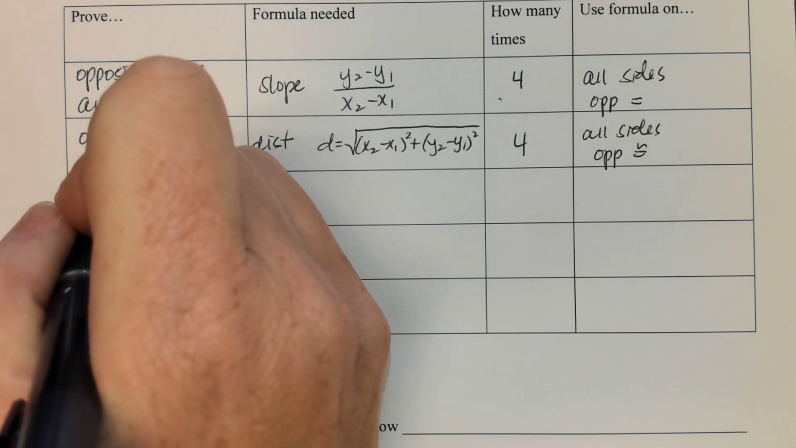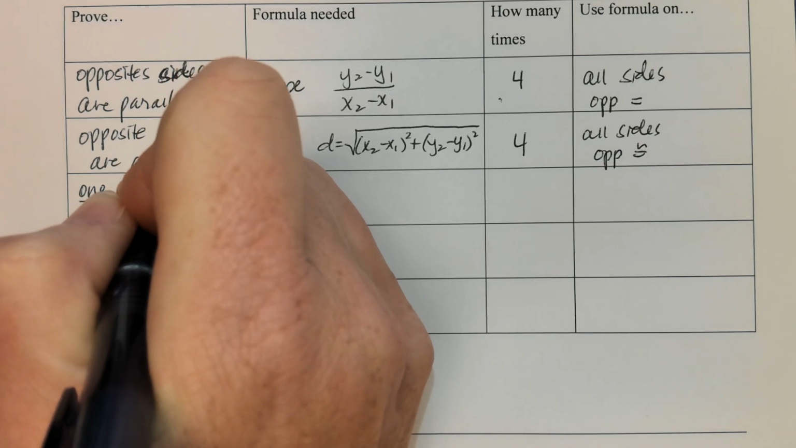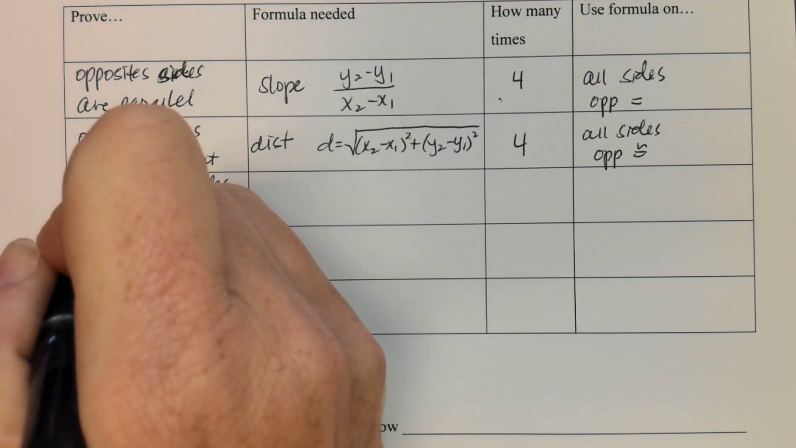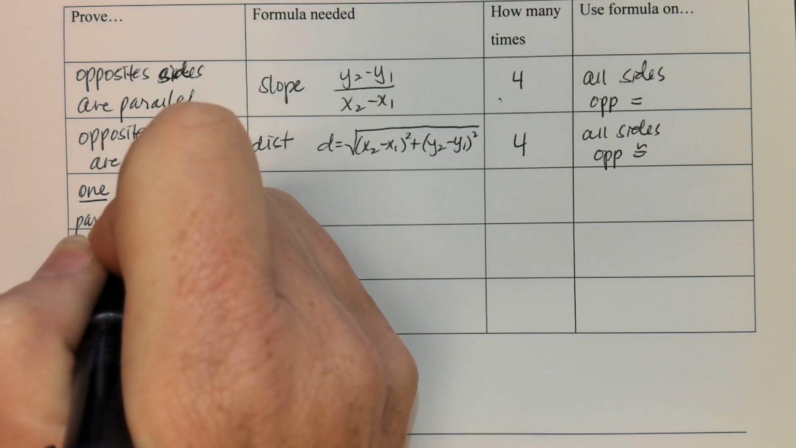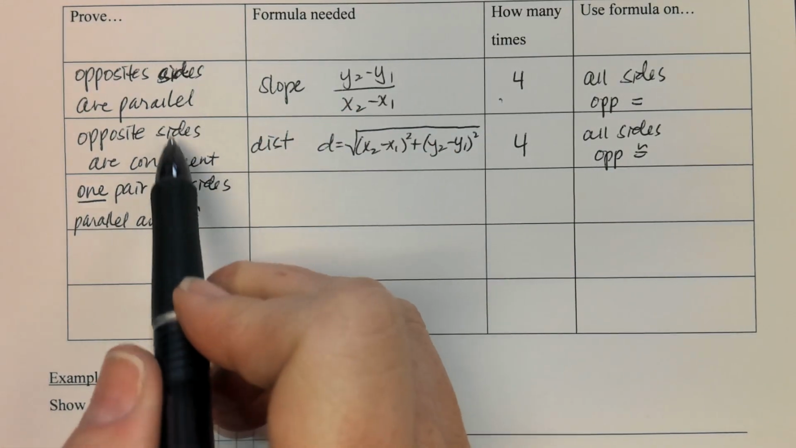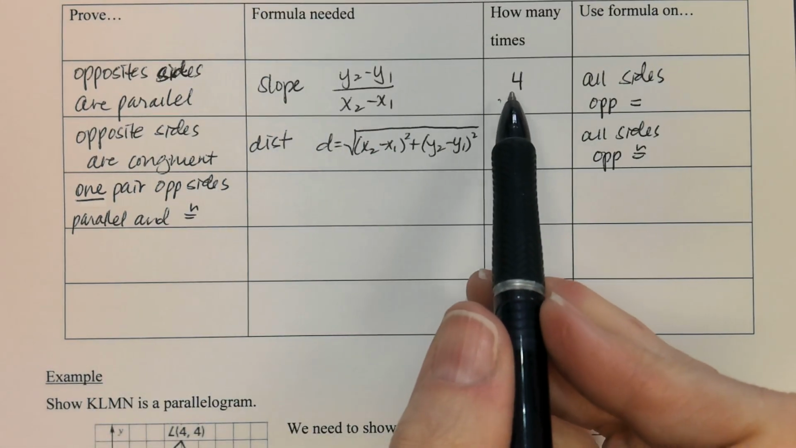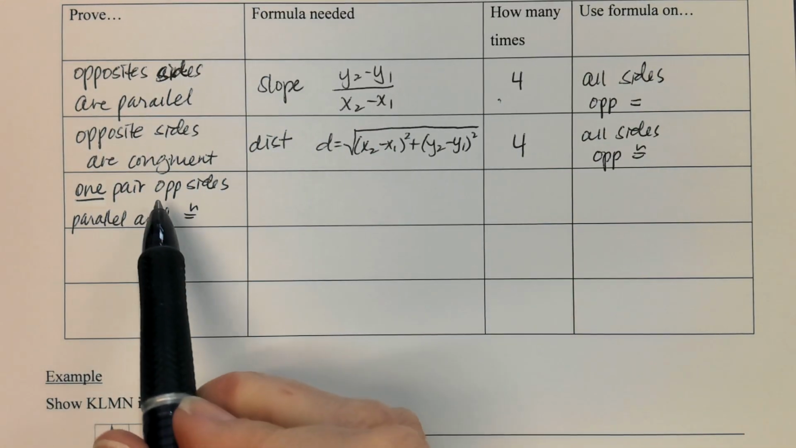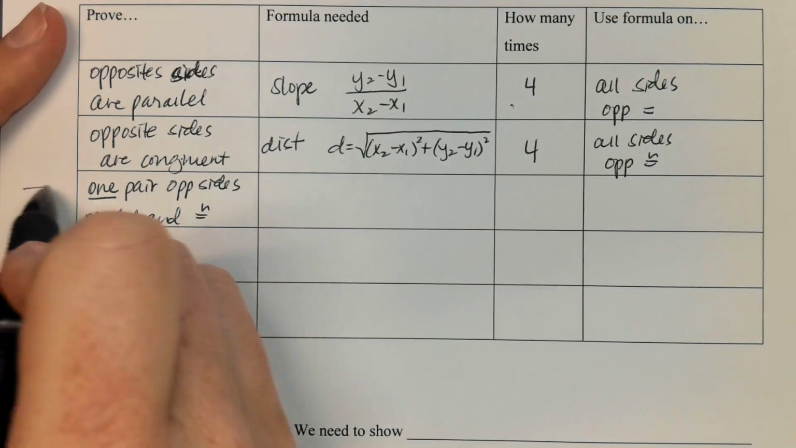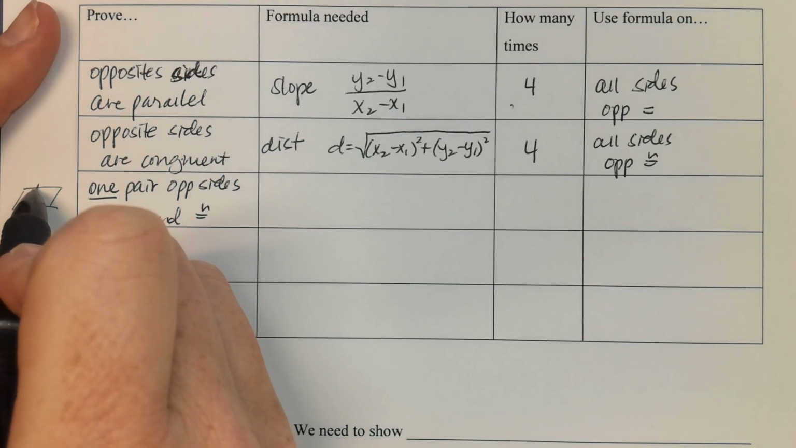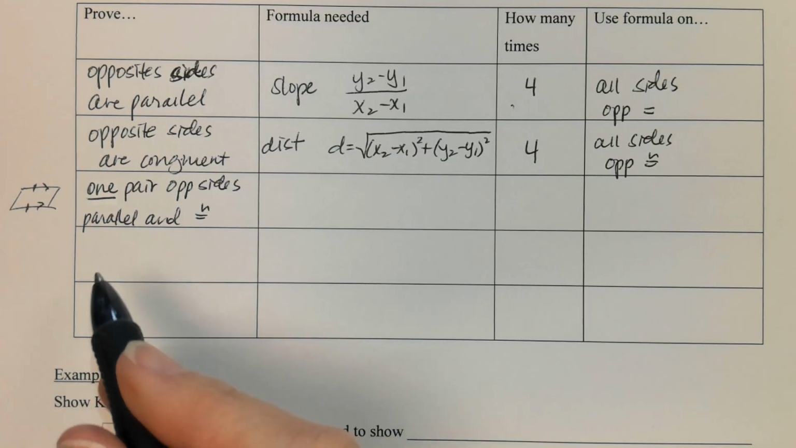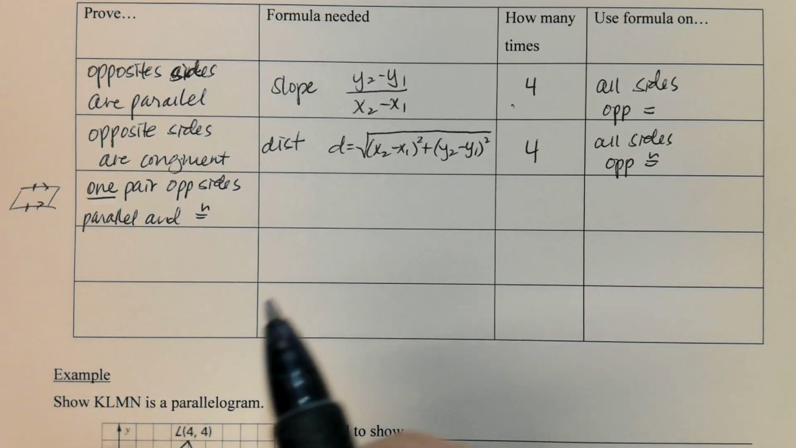We're going to do one pair of opposite sides, parallel and congruent. Okay, so these two are doing all 4 sides, all 4 sides. This one is saying if you just want to do one pair of sides, like here's your parallelogram, you have to prove that they're congruent and that they're parallel. And if you can do both of those things, then it is a parallelogram.